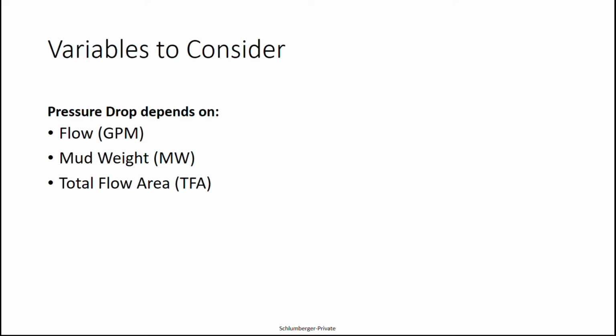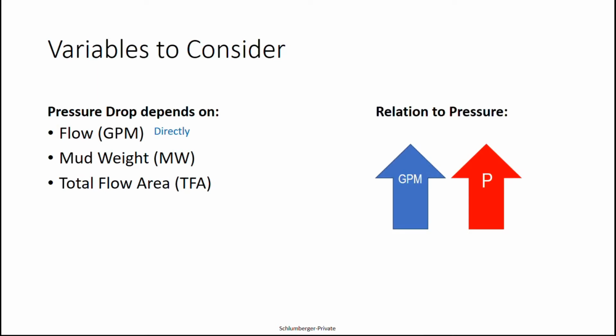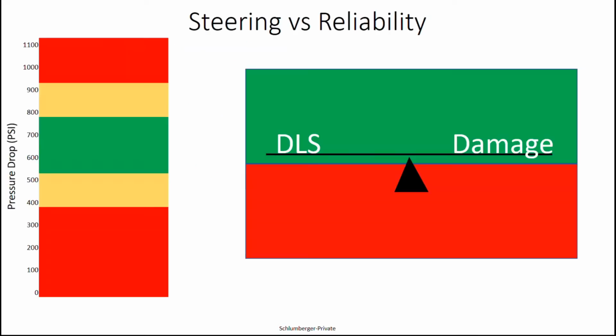This pressure drop needs to fall within a specific range, and when calculating pressure drop, there are three variables to consider: flow, mud weight, and TFA. You'll notice here the flow is directly related to pressure drop, as in the higher you flow, the higher your pressure drop will be. Also directly related is the mud weight. So as your mud weight increases, so will the pressure drop across the bias unit. And then lastly, the TFA is inversely related. So the smaller the TFA, or the smaller your nozzles, the higher your pressure drop will be.